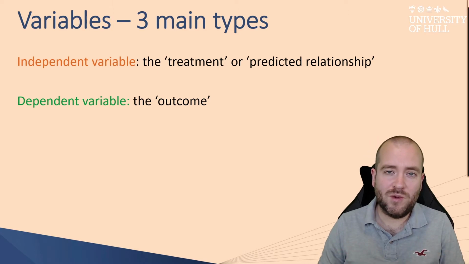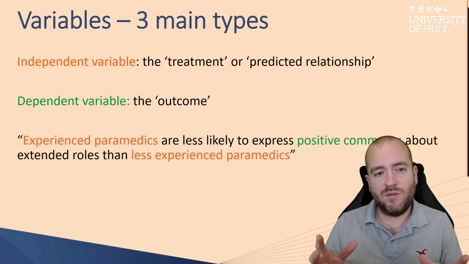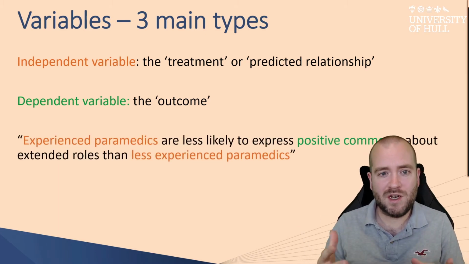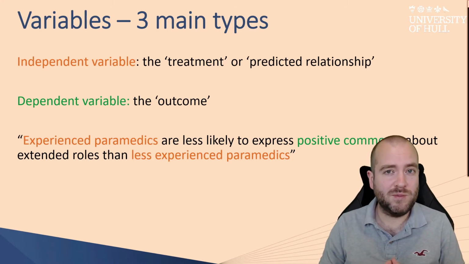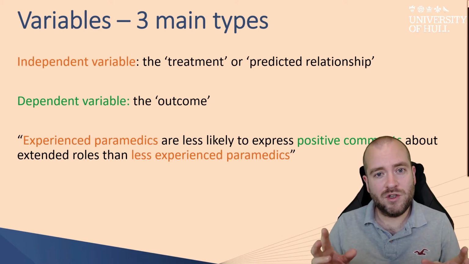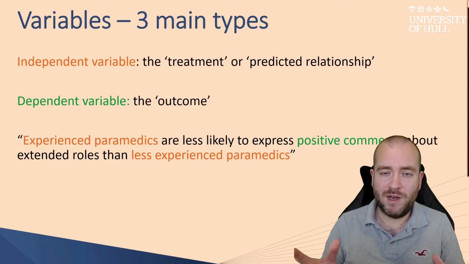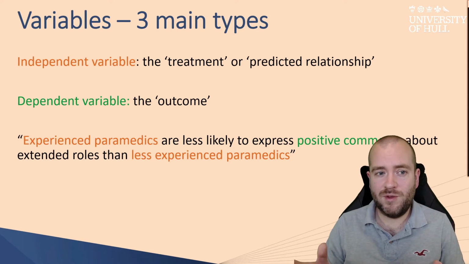So let's take a look at a research question, and we'll understand this a little bit more easily. Here we've got a research question: experienced paramedics are less likely to express positive comments about extended roles than less experienced paramedics. And this is an actual research question from the literature. We can pick out the treatment or predicted relationships as the experienced or less experienced paramedics. These are either ones that we're looking to observe, or we could manipulate to have them in one group or the other. The outcome is the positive comments. And we can see here it's quite easy to pick out the independent and dependent variable.